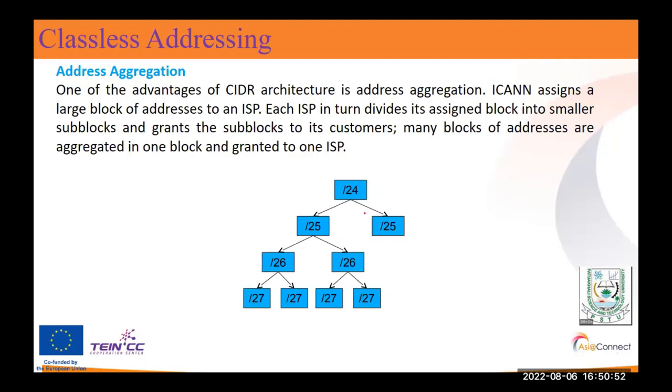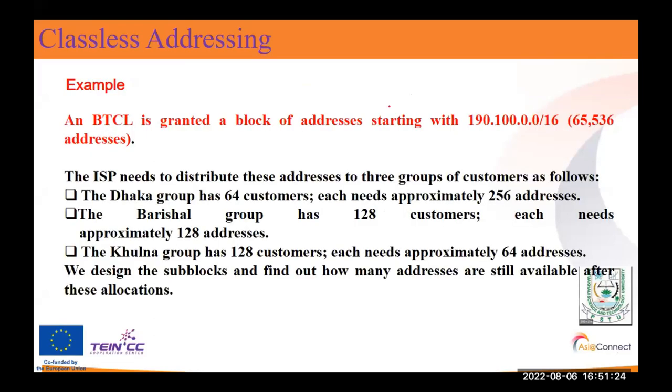Suppose an ISP has been granted a /24 network, then he can divide the network initially into two, with subnet mask /25. Then he can subdivide the left side /25 into two networks. Then /26 can be subdivided into another two networks. This way the prefix length will be changed. Okay, so now we'll see an example about this, a big example. So is there any issue? Okay.